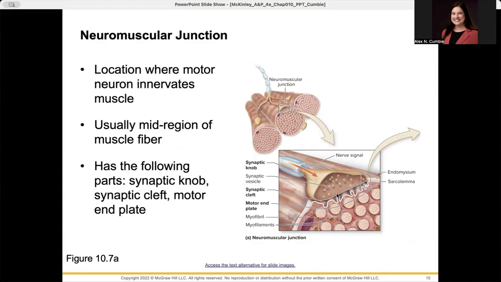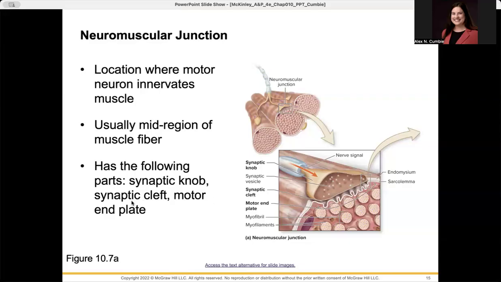The way that they communicate is through all these very small structures you can see at the end of the axon, which are called neurotransmitters. So again, neuromuscular junction, location where the motor neuron innervates the muscle, and it has a series of parts. First one being the synaptic knob. So each of these kind of expanded ends of the axon is called a synaptic knob. So this whole area is a synaptic knob.